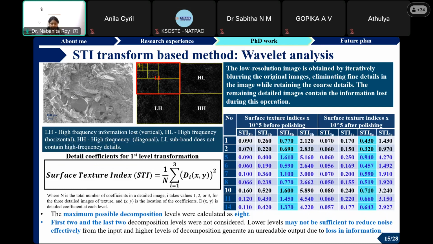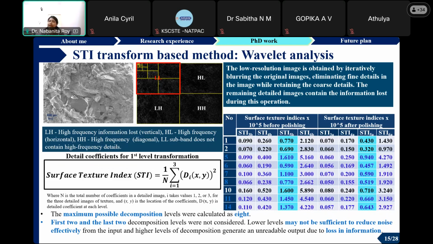At each decomposition level, we got some decomposition coefficient. From that, we got the STI value, the surface texture index value. Now you can see I have given in this table the results before polishing and after polishing, and it was observed that, as I mentioned, a total of 8 levels were there, right?